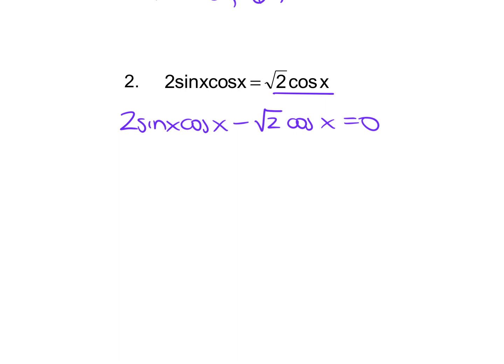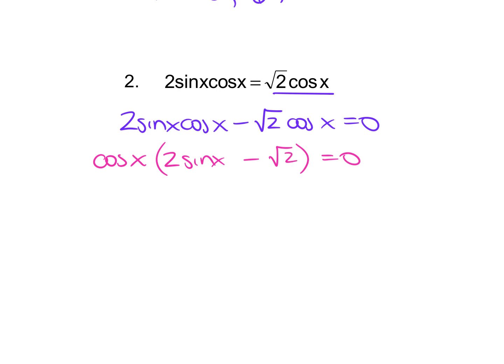What other kind of factoring have we done this year? Greatest common factors? Do I have a greatest common factor here? Okay, I can't take a root 2. I have a 2 and a root 2 separate. What else do I have? Cosine. Cosine is my greatest common factor. I'm going to pull that out. If I pull that out, what am I going to be left with? 2 sine x minus root 2.